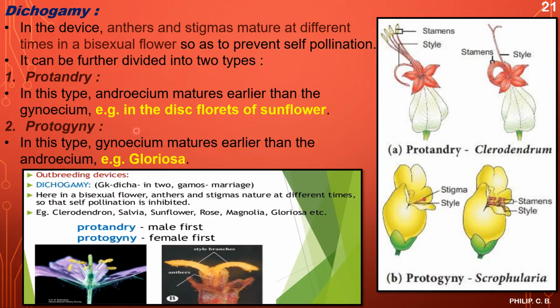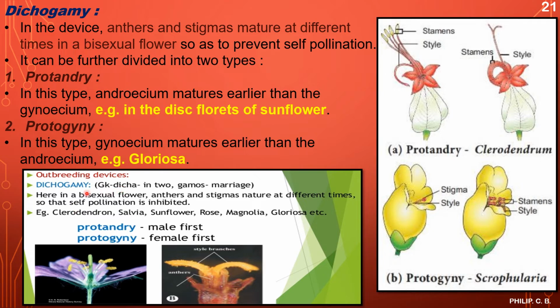Second type is protogyny. In this type, the gynoecium matures earlier than the androecium. That is, the female part matures first, then the male part. Example, Gloriosa. Here we can see protandry in Clerodendrum: you can see the style and the stamen. Whereas in protogyny, Scrophularia, stigma, style, and here style, stigma. So growing at different times.